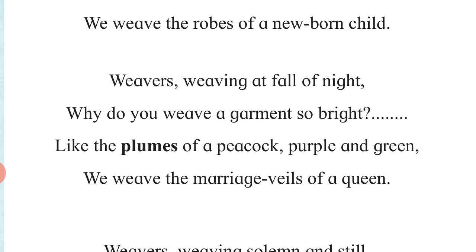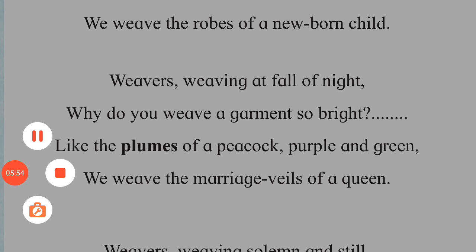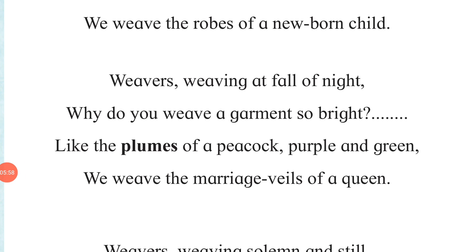The third line of the second stanza is: Like the plumes of peacock, purple and green. Here the poet used simile, anticlimax and alliteration figures of speech. And the fourth line of the second stanza: We wave the marriage bells of a queen. Here the alliteration figure of speech is used by the writer. So in the second stanza again the poet used alliteration, climax, metaphor, simile, anticlimax and interrogation figures of speech.